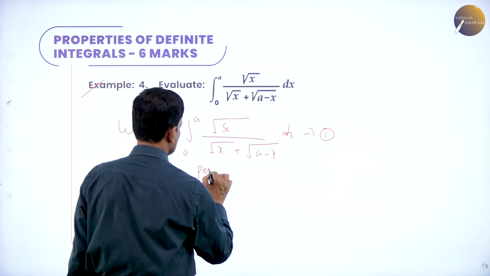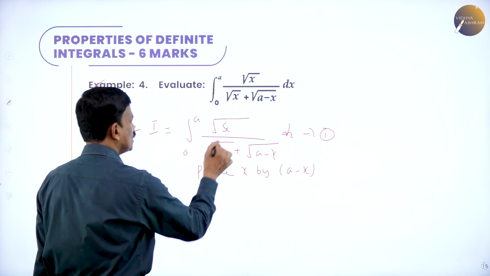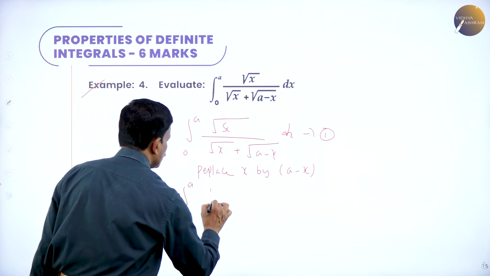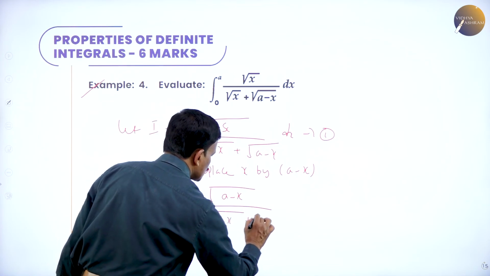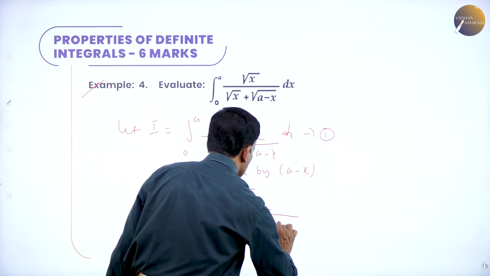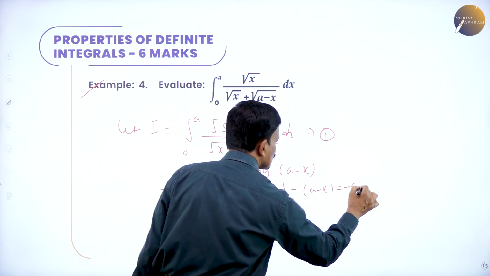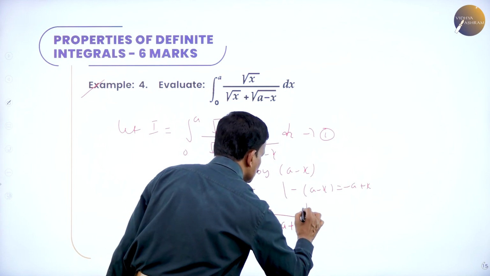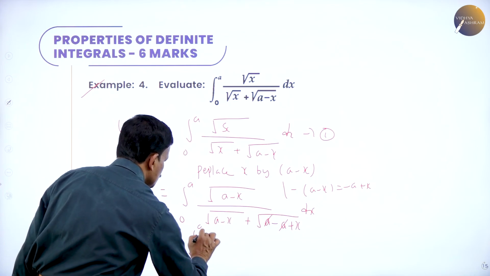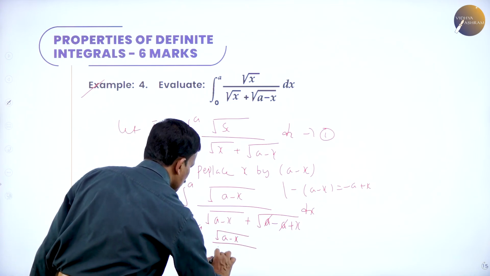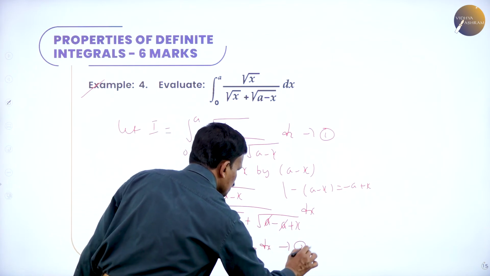Replace x by, as usual, a minus x. So this becomes the integral from 0 to a of root of a minus x divided by root of a minus x plus root of a minus (a minus x), which is a minus a plus x, dx. These two get cancelled. Therefore I is equal to the integral from 0 to a of root of a minus x divided by root of a minus x plus root of x, dx. Let us call this equation number 2.